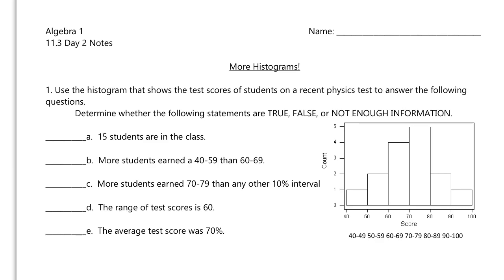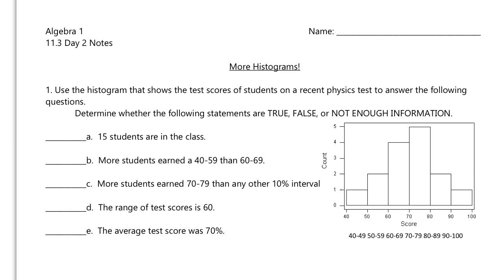The first problem is this histogram about test scores on a recent physics test. We're supposed to determine if the statements are true, false, or we don't have enough information. So, 15 students are in the class. Well, in a histogram, often we can determine how many data points we have because that is represented by the height of each of these bars.